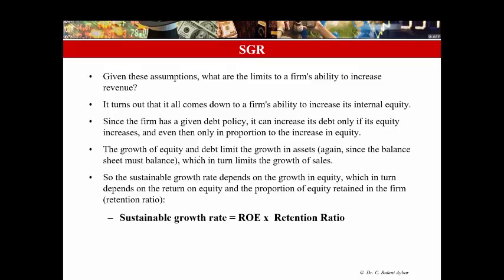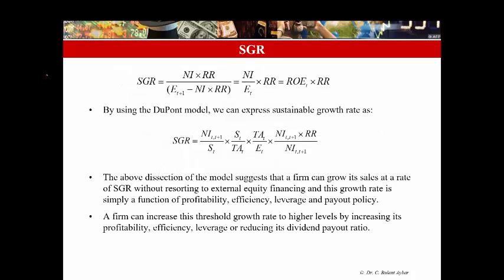So the sustainable growth rate depends on the growth in equity, which in turn depends on return on equity and the proportion of equity retained in the firm, the retention ratio. So if you rewrite the sustainable growth rate in this fashion and open this up a little bit by using the DuPont model, we get sustainable growth rate as a function of profitability, a function of firm's efficiency, a function of firm's leverage, and a function of firm's payout ratio.